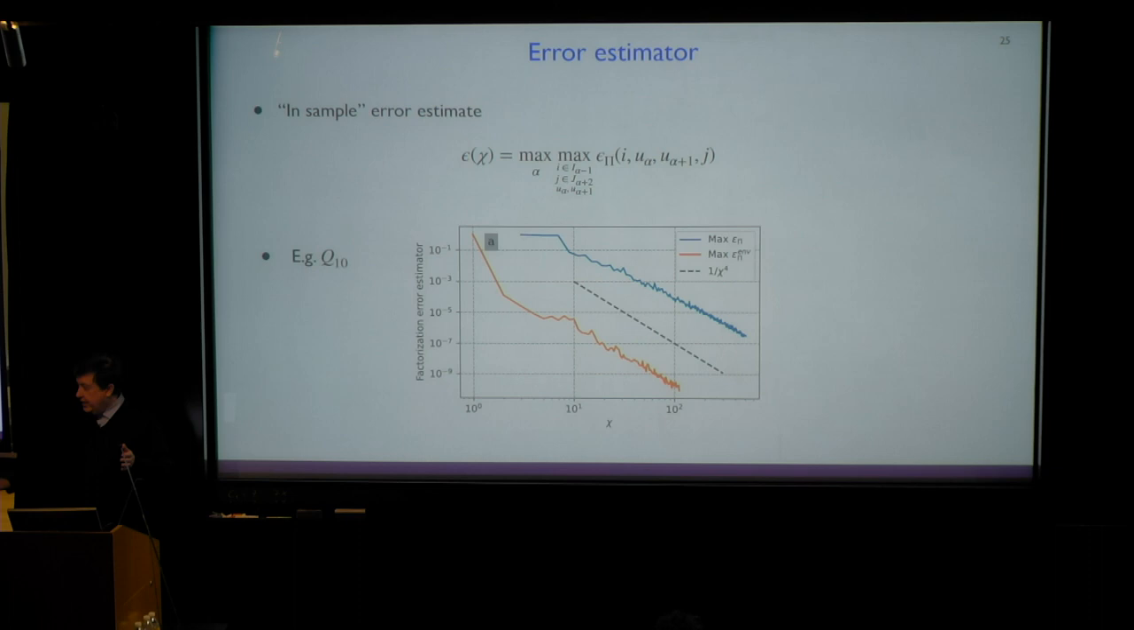So when you run it on the 10-dimensional integrals we have seen before, it decays. There are two different estimators. We'll discuss that in a second. Here, as a function of chi.